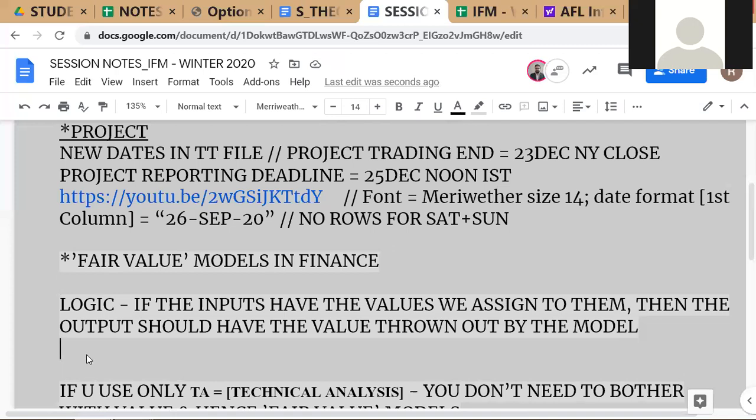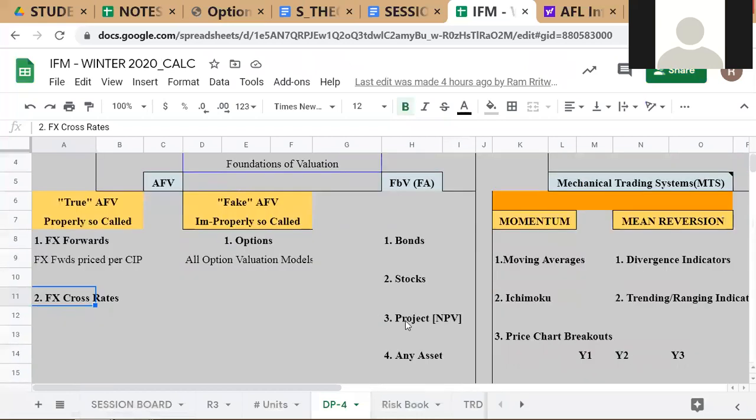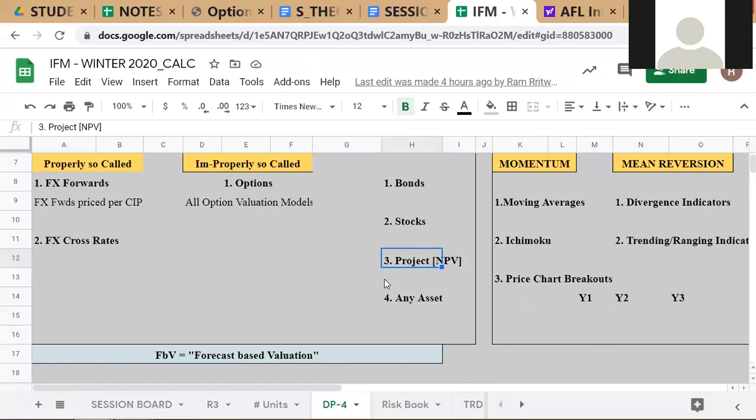What are you doing? If you go back to the stuff that you are familiar with, what is project NPV? Project NPV has the cost of the project on one side, as one of the elements, and this is the fair value of the project. So what do you do in your NPV? On the LHS, you have the NPV. And what is the NPV equal to?